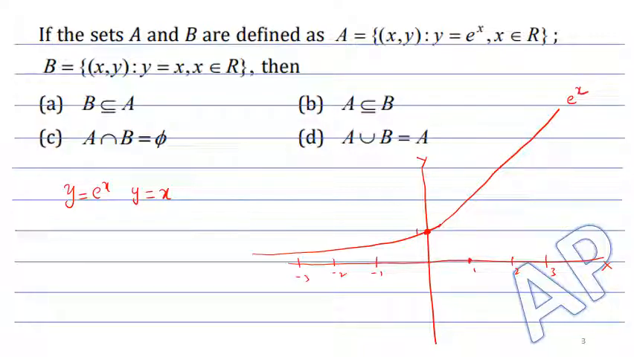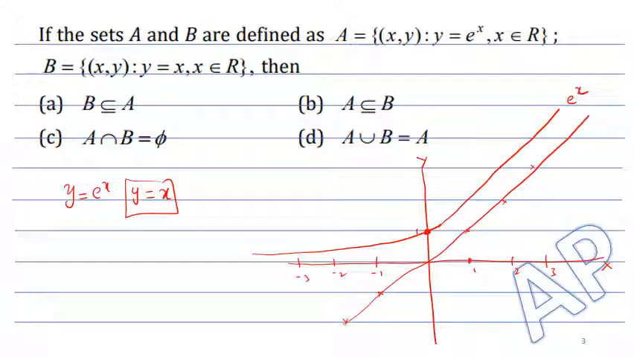And y is equal to x. Y is equal to x is very simple. When x equals 1, y equals 1. When x equals 2, y equals 2. When x equals 3, y equals 3. It's like this. And when x equals -1, y is equal to -1. When x equals -2, y equals -2. So the graph will be roughly like this. Like this. So this is a straight line like this.